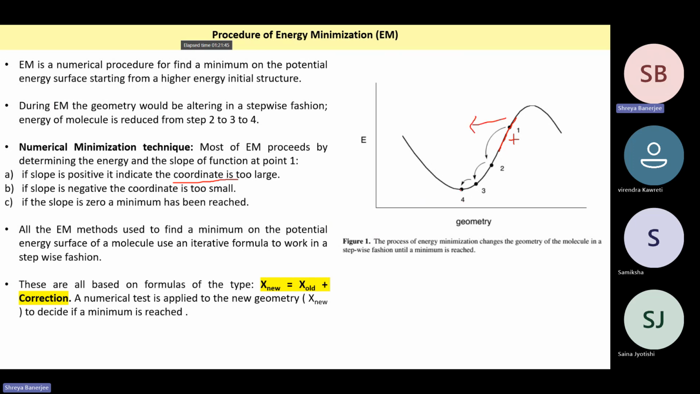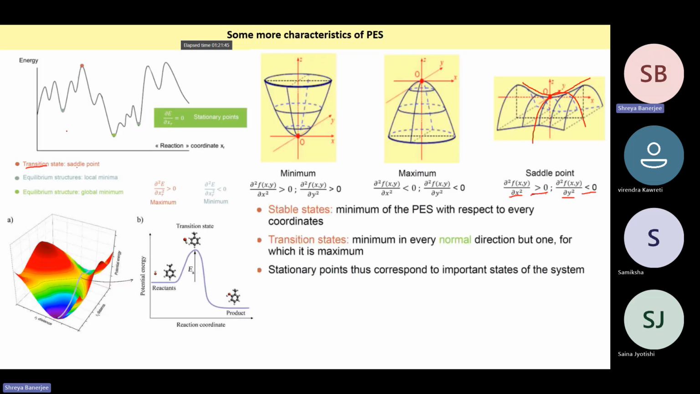Now, suppose we are at a point here. Then the slope is negative. Slope negative means the coordinate is too small. So we have to move in this direction. By doing this, we will ultimately reach a point where the slope is 0. And that will be either a global minima or a local minima. Slope 0 basically indicates either a local minima, a global minima, or a maxima.